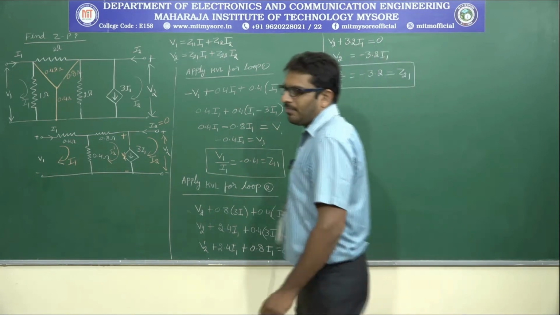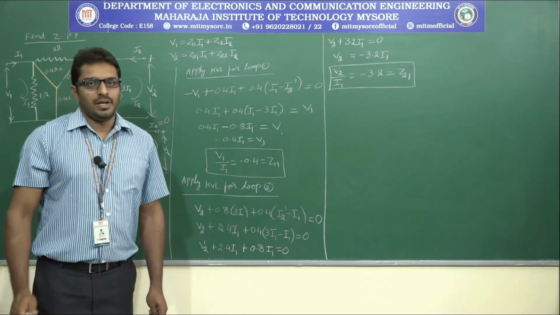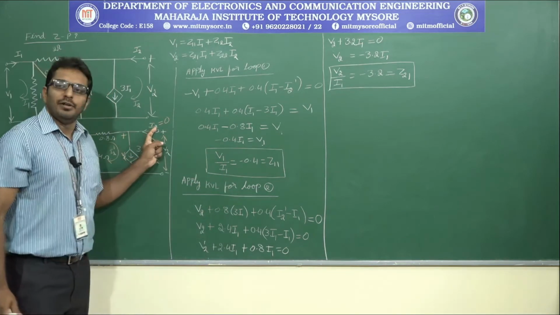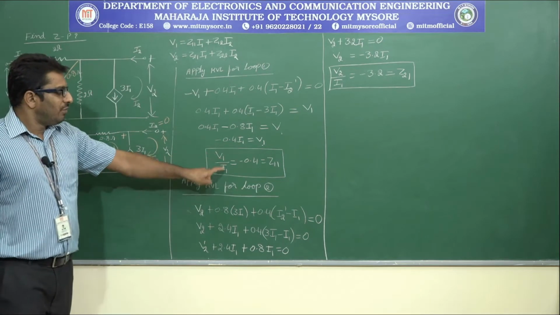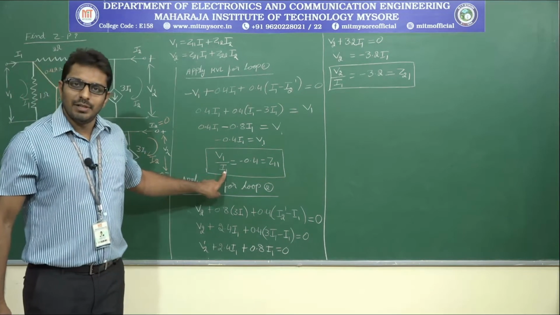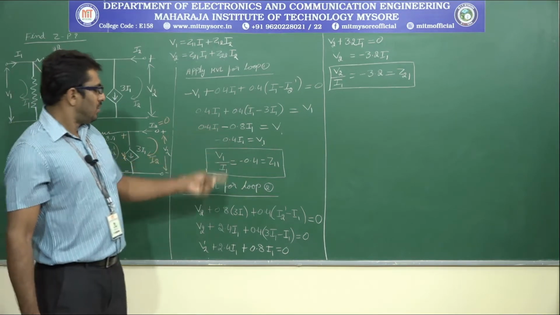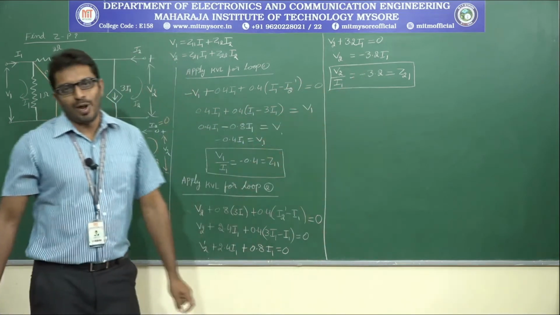So, at case 1, what is case 1? When the output port is open circuited, that is case 1. When the output port is open circuited, I2 becomes 0. Then apply KVL for loop 1, you will get V1 by I1, that is nothing but Z11. Next, apply KVL for loop 2, you will get V2 by I1, that is nothing but Z21.